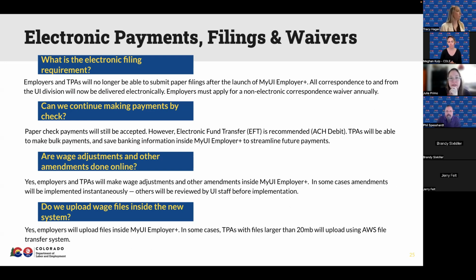So electronic payments, filings, and waivers. Some of these questions have come up just recently in some of the answers that I've provided. So starting at the top, what is the electronic filing requirement? Maybe a surprise to some of you, we've actually had an electronic filing requirement in place by regulation for several years now. Based on different system limitations, we have not been able to enforce it. And so with the go live of this new system, employers and TPAs will no longer be able to submit paper filings. So we are requiring that all employers and TPAs report electronically.